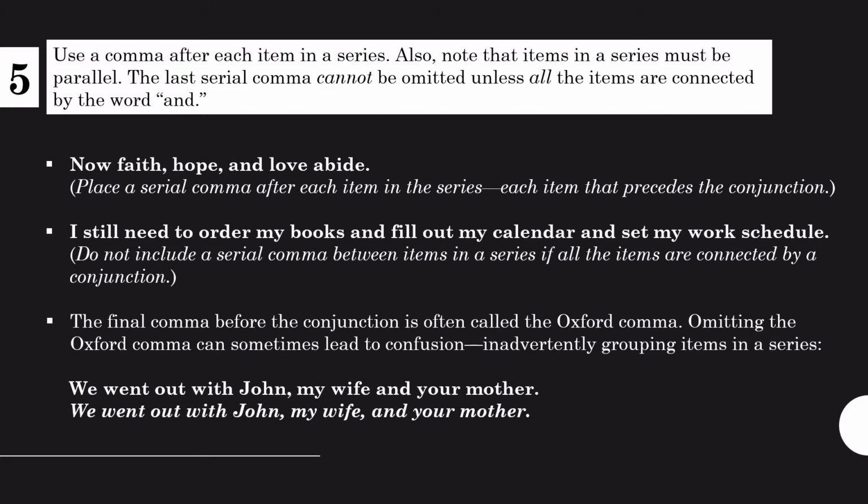We went out with John, my wife, and your mother. Note how we identify John differs between sentences simply because of where we place the comma. In the first sentence, my wife and your mother is in apposition, misattributed to John. In the second, my wife and your mother are two additional characters distinct from John. It is generally advisable, for the sake of parallelism, consistency, and clarity, to use the Oxford comma when listing items in a series.